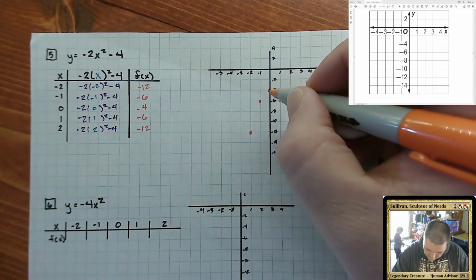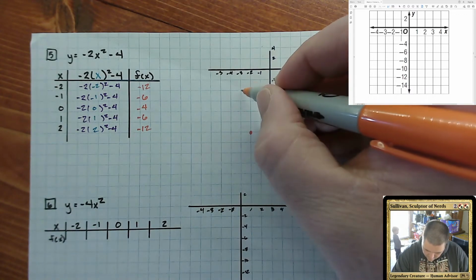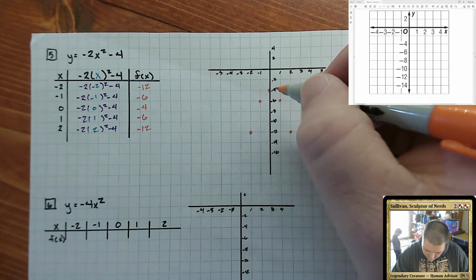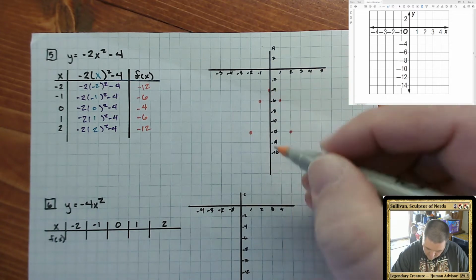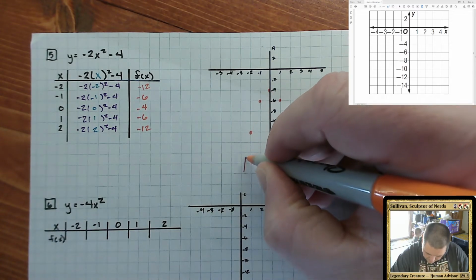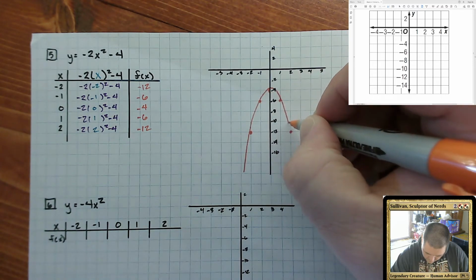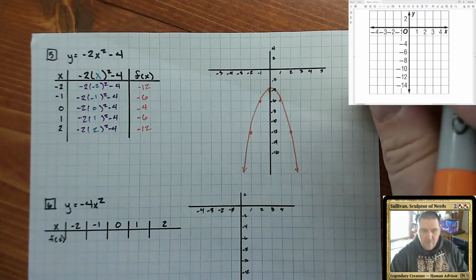What else? So 1, 2, 3, 9, 2, 4, right? 9, 18, -22. Yeah, that's already off the map. Just double checking if I can fit another point on there.